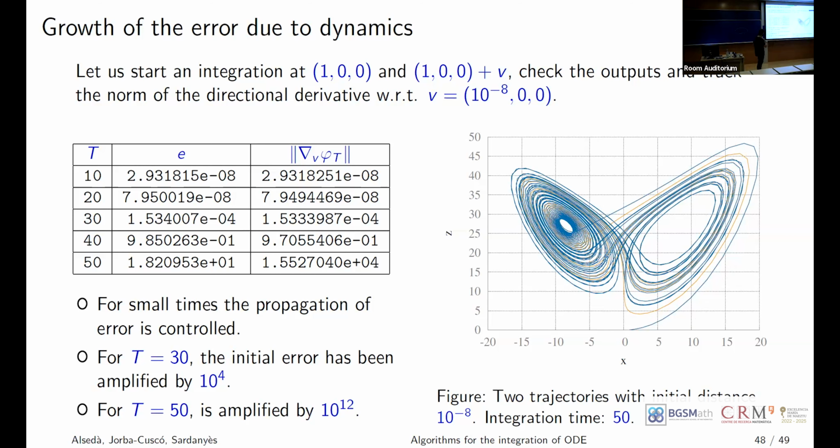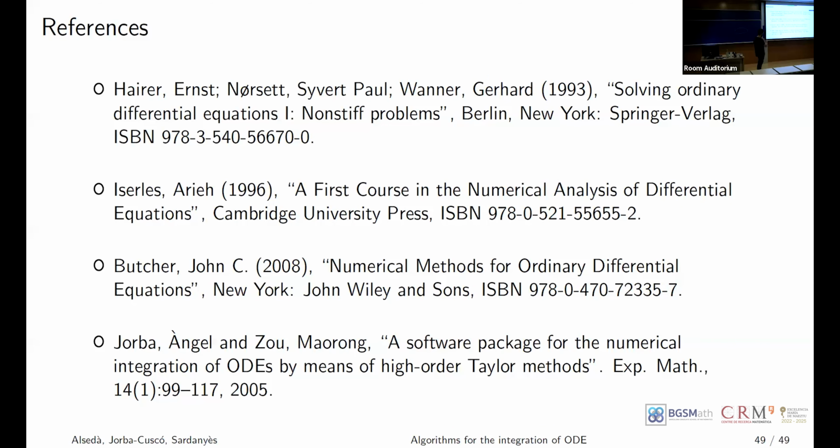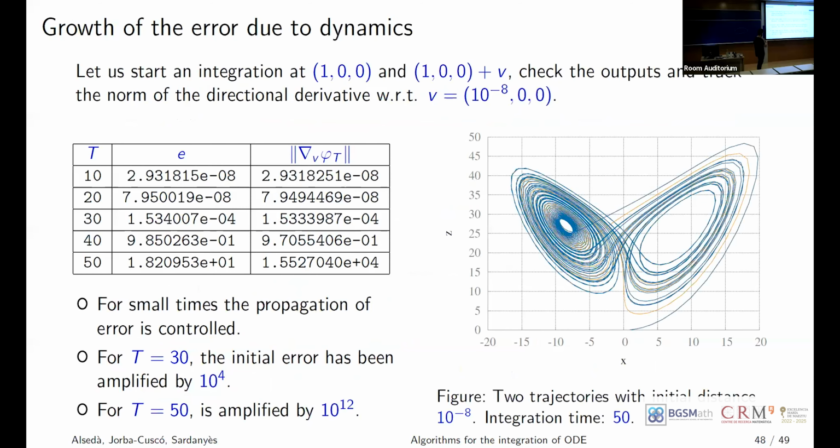And you see this kind of behavior. So for 10 units of time, you get more or less the same error you started with, 10 to the minus 8, okay? 20 units of time, you get more or less the same. 30 units of time, you get 10 to the minus 4.